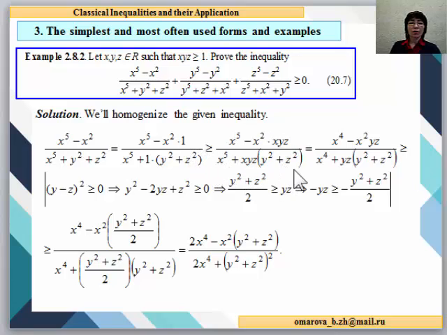Next, we reduce the common factor x of the numerator and the denominator. Next, we know that the square of the difference between two numbers is non-negative. Next, we remove these parentheses, simplify and multiply both sides by -1. We obtain the following inequality, and using this inequality in the expression above, we obtain the following inequality. Next, we multiply numerator and denominator by 2. Finally we obtain the following inequality.